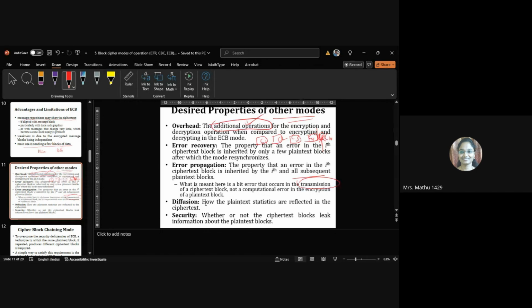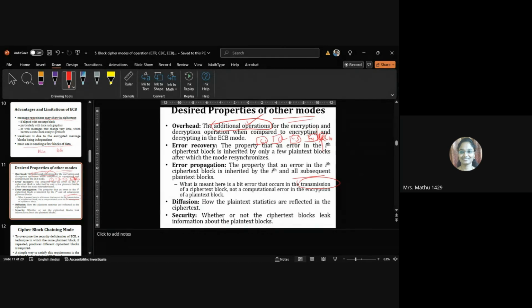And diffusion. Diffusion is something like what we have already discussed about the transposition techniques. So how is this diffusion reflected in the ciphertext? How far are we able to diffuse or transpose the plain text so that we'll get a better ciphertext?